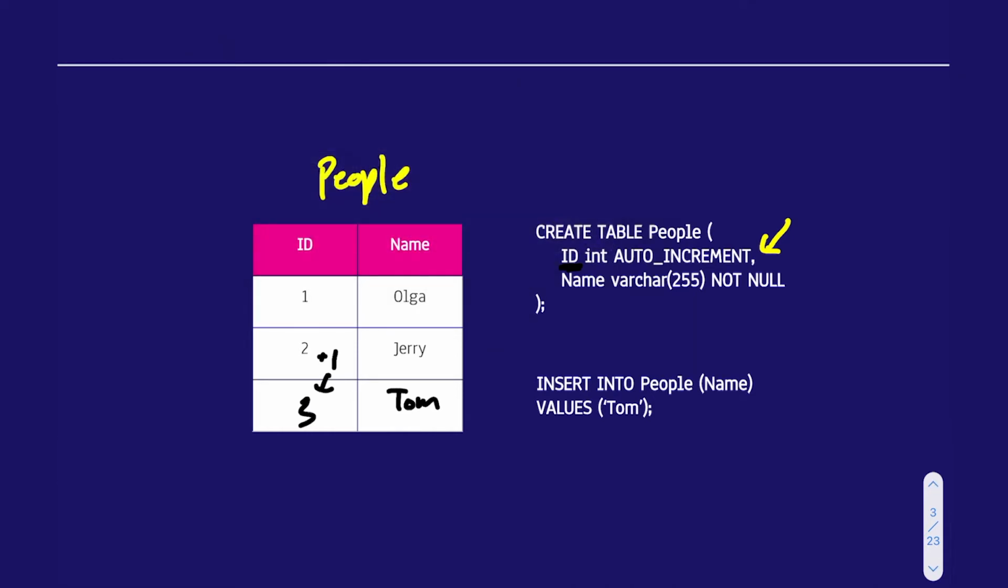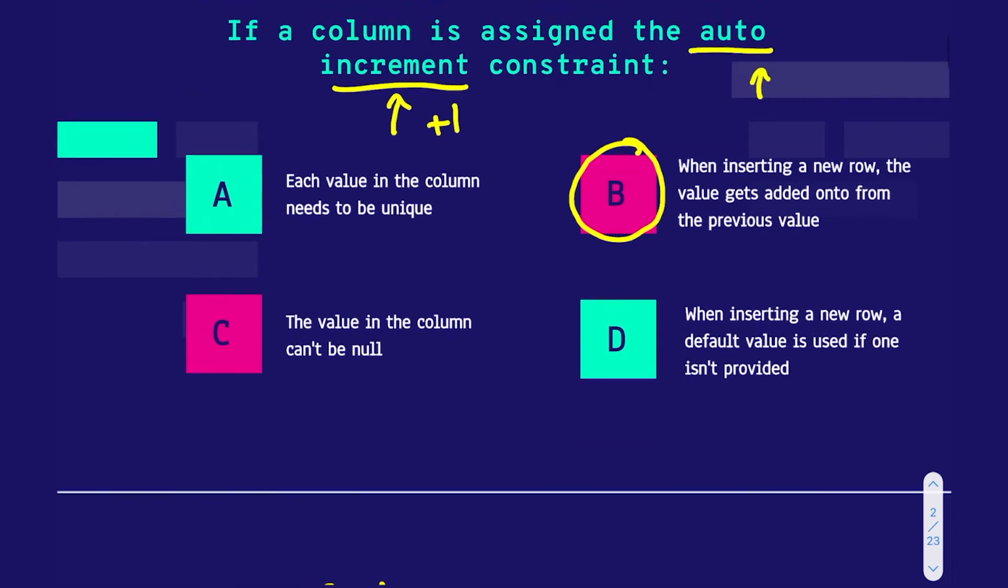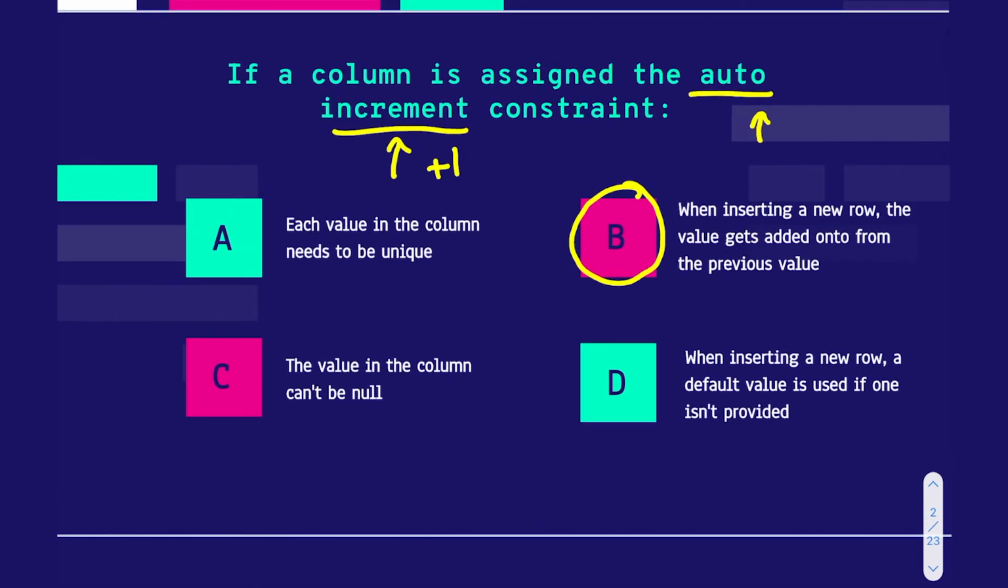If you're writing a lot of these insert statements, you don't want to constantly have to be like, oh, well, the next ID is 3, and keep track of what the last ID number was. So this is really helpful because you don't need to keep track of stuff like that. These other 3 options are properties that you can set on your columns when you're creating that table, but they are not the auto increment constraint.